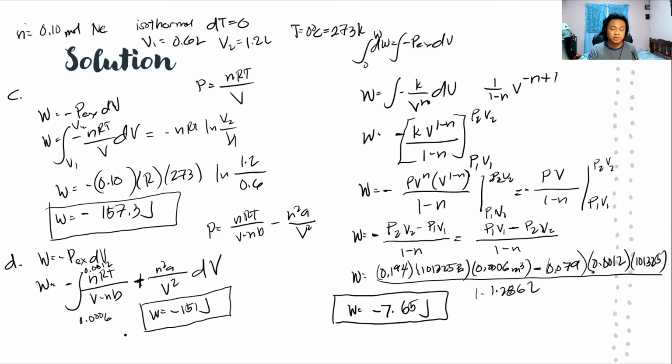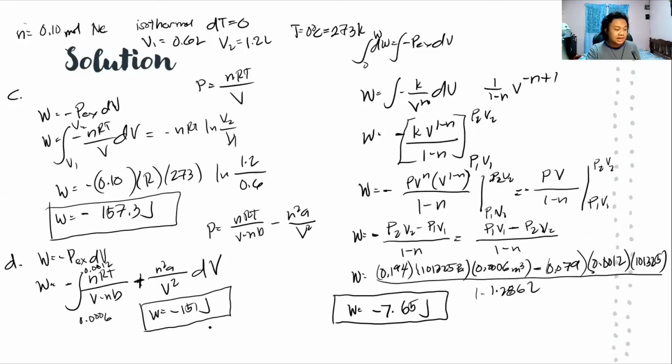Substitute everything, then put it in your calculator, and then you will get negative 151 joules. Meaning all the values in our calculation have the negative sign, meaning work is done by the gas. Okay, so that's what it means according to our sign convention.